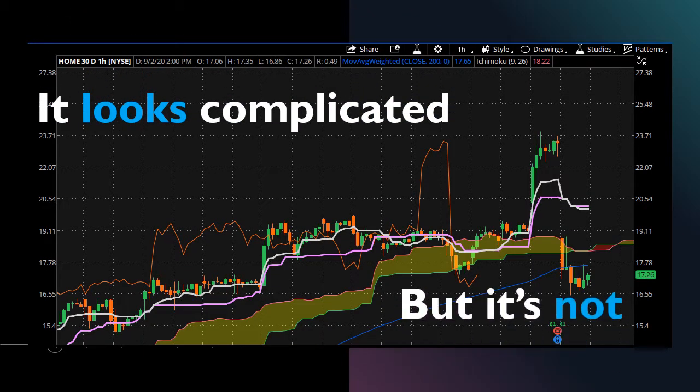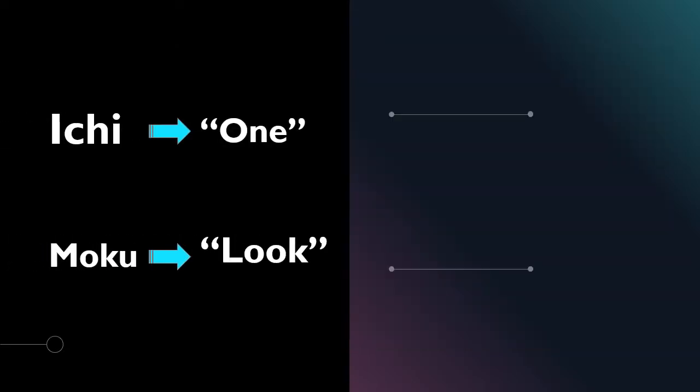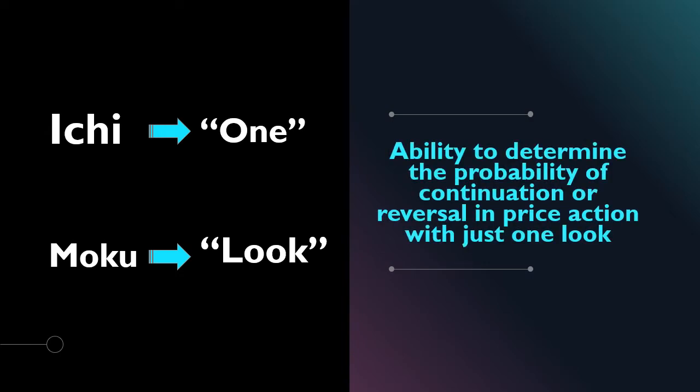Ichimoku Cloud Analysis is a technical analysis tool which can really improve your trading. It looks complicated, but it really isn't. The name comes from the Japanese words ichi, meaning one, and moku, meaning look. Combined, it means the ability to determine the probability of continuation or reversal in price action with just one look.